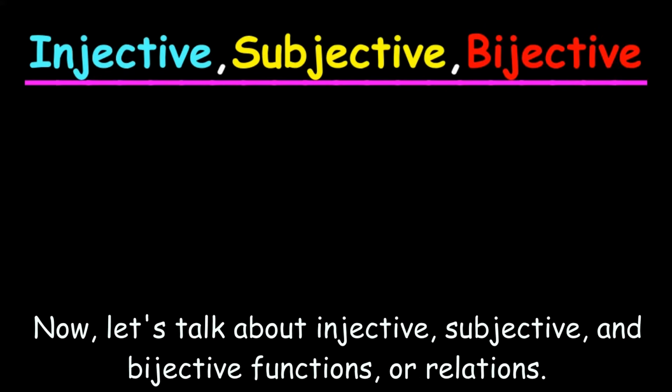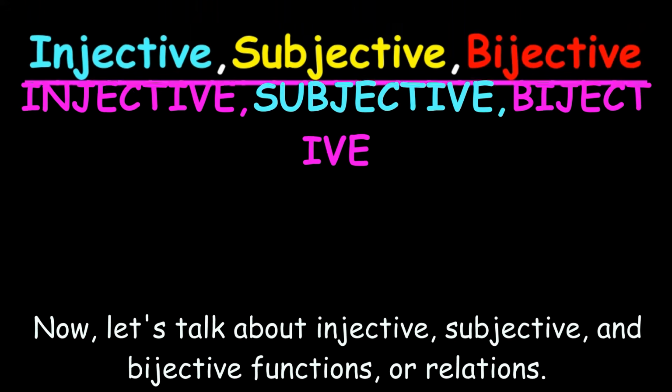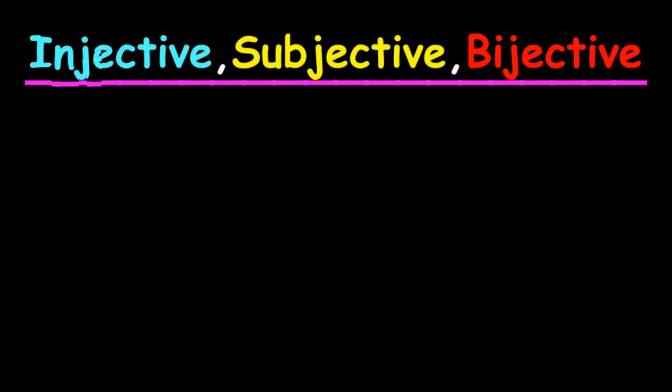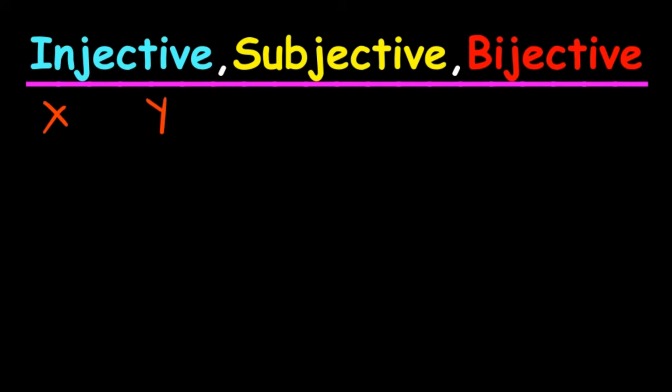Now, let's talk about injective, surjective, and bijective functions or relations. So for an injective, we've said if I've got x and y, let me also put for the surjective, if I have x and if I've got y, the bijective, x and I've got y.